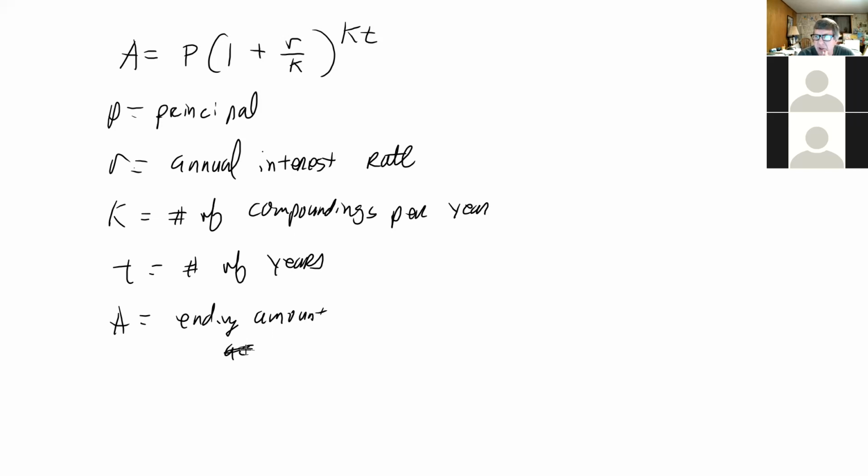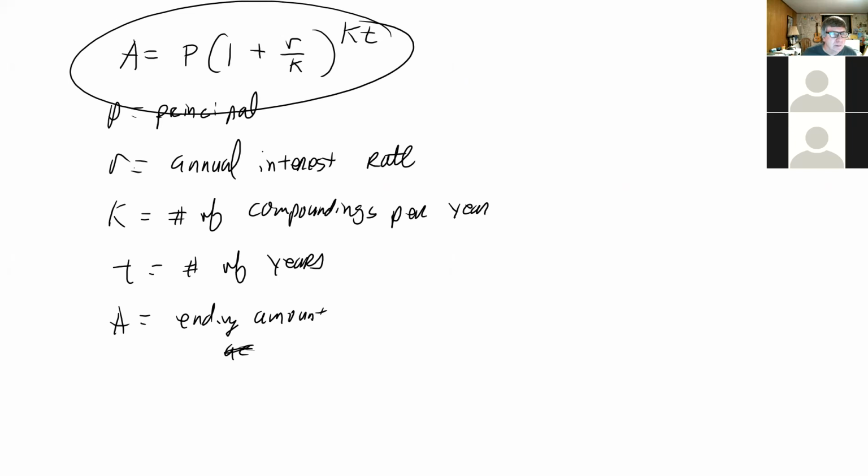Now, if interest is compounded once a year, K is 1. If it's compounded semi-annually, K is 2. If it's compounded quarterly, K is 4. If it's compounded monthly, I can't hold up 12 fingers, but K would be 12. Okay? Yes. All right. So using this formula, let's take a look at some problems.